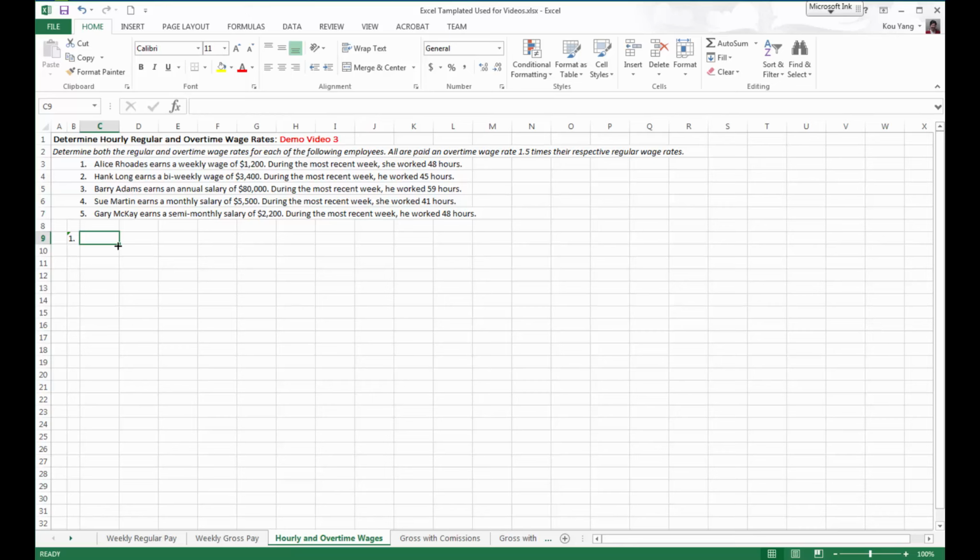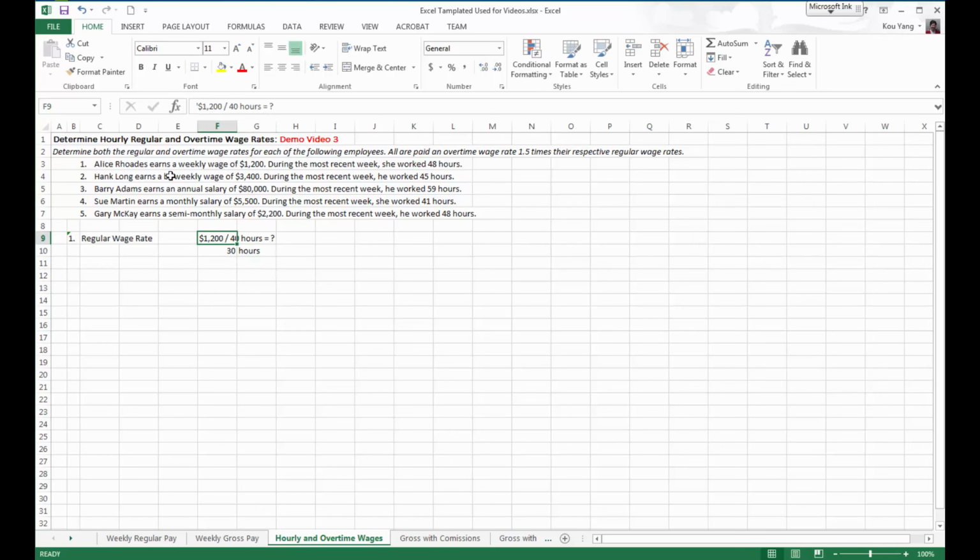So first of all, her regular rate would be calculated as taking $1,200 divided by 40 hours. Okay. That's going to get us, let's go ahead and calculate here, $30 per hour.